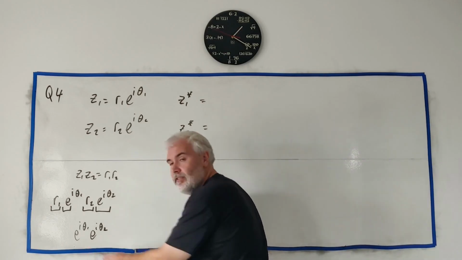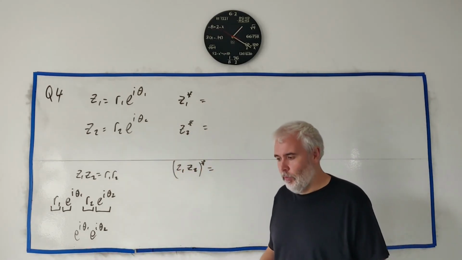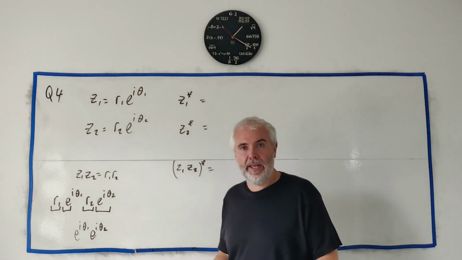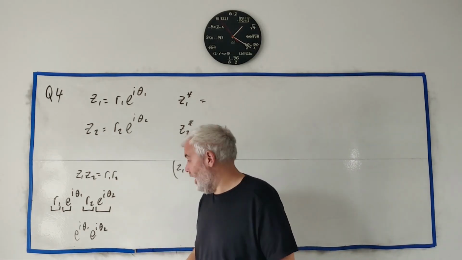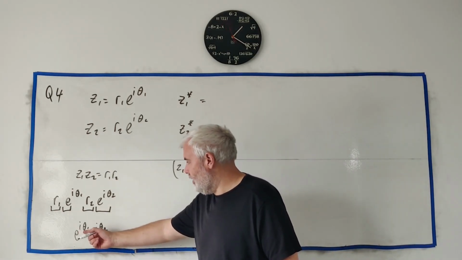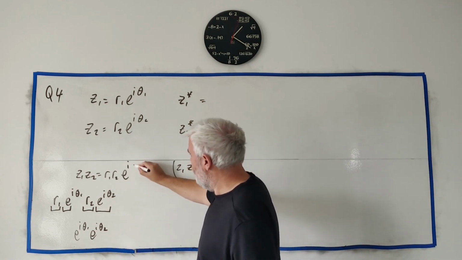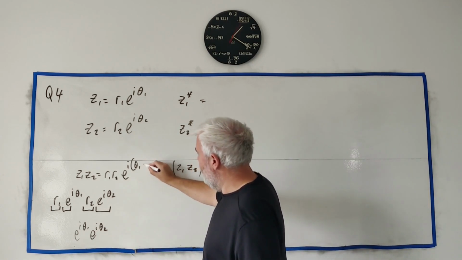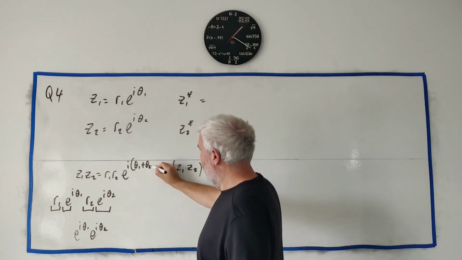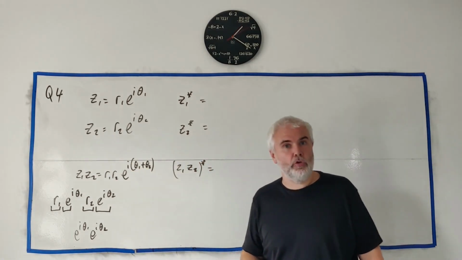They have the same base. Think of what we know about multiplying 2 numbers with the same base. Their powers just add together. We just get I theta 1 plus I theta 2. They both have I in it, so we can take I outside and it's just the angle plus the angle. And that's how we multiply 2 complex numbers.